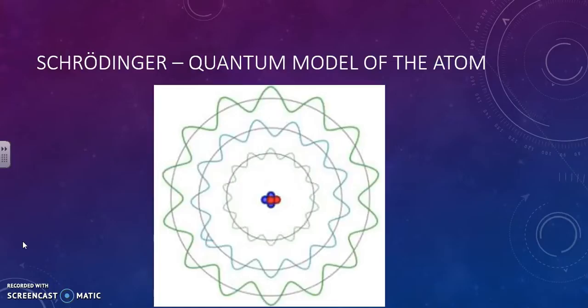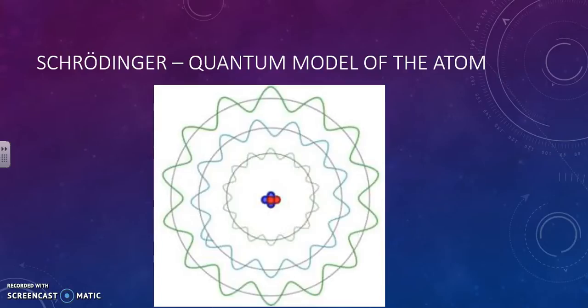So instead of thinking about the electron orbiting the nucleus like a planet around the sun, let's instead start to think about it moving like a wave around the center nucleus. And the guy who really gets a lot of credit for this is Schrodinger, and he really develops what we now know as the quantum model of the atom.